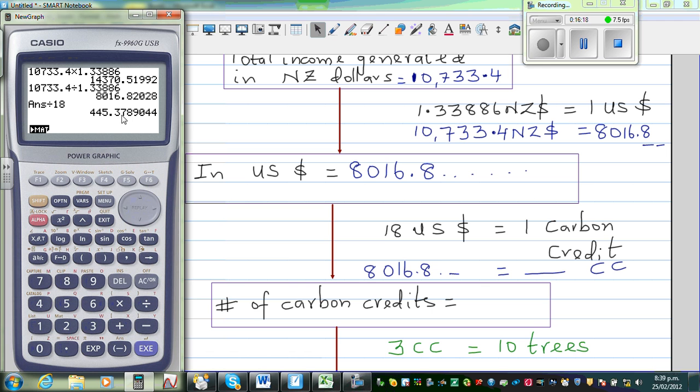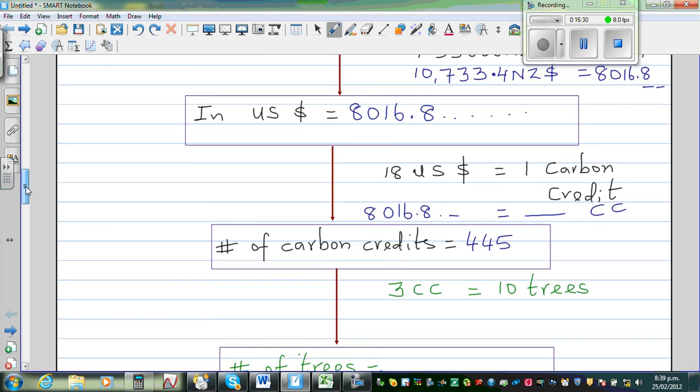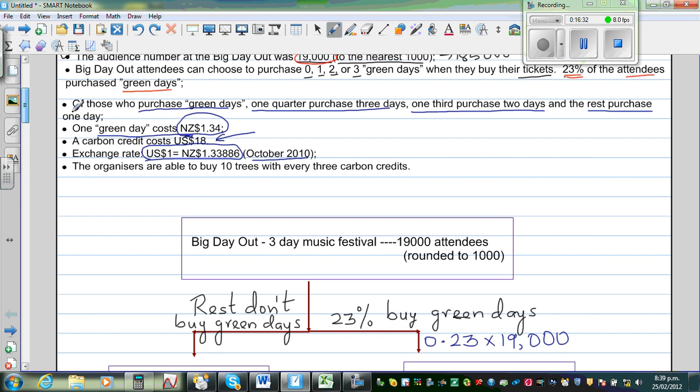Now carbon credit, let us presume you can get complete carbon credit. You can't get 0.37 carbon credits. I'm going to say that is 445 carbon credits. Okay, now finally, it says you can buy 10 trees for every 3 carbon credits.